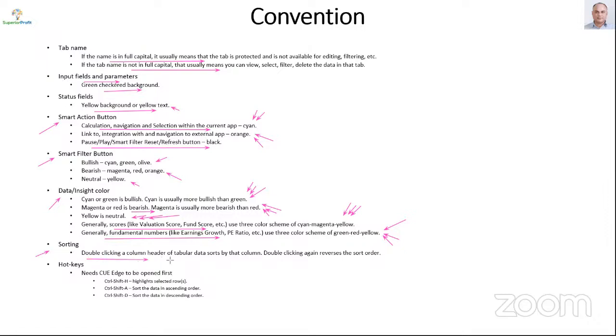For sorting, double click on any column header to sort by that column, double click again to reverse the sort order. And if QEdge is running, and because we are discussing QEdge, of course it will be running, we may use the hotkeys also: Control-Shift-H to highlight rows, Control-Shift-A to sort by ascending order, Control-Shift-D to sort by descending order. These are the conventions. They make it very intuitive to work with QH.